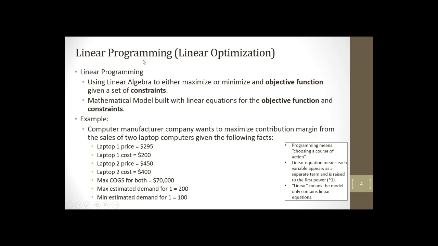Linear programming. What is linear programming? It's also called linear optimization. Linear programming, using linear algebra to either maximize or minimize the objective function given a set of constraints. Now, the objective function is something like, hey, total profit, and we're trying to maximize. Constraints are things like, hey, there's these demand constraints that we have to take into consideration.